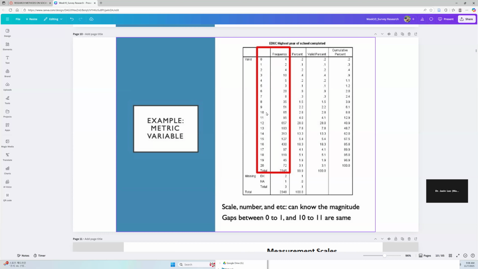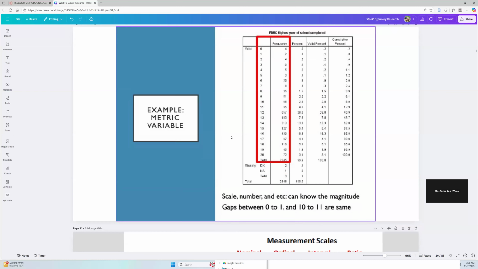If person A had 20 years of education and B had 10 years of education, we can say that A has 2 times more education than B. So with this type of metric variable, we can calculate arithmetic, which means plus, minus, division, and multiplication. I just mentioned 2 times more, so it was multiplication, right? So we can apply arithmetic calculation, and these provide more flexibility in terms of statistical methods.